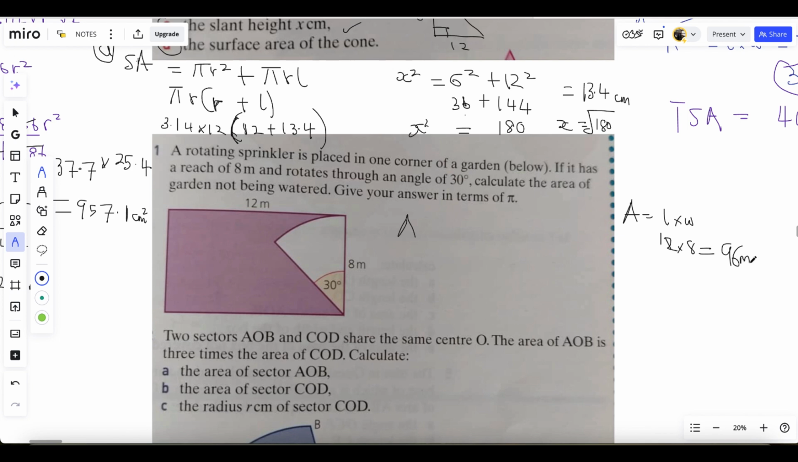Remember, this unit is in meters, not centimeters. So it's 96 meter square. That's the area of the whole garden. Now, how do we find the area that is not watered? You have to find the area that is watered and subtract it from the total area of the garden. The watered part is a sector, so we calculate the area of this sector and then subtract it from the area of the entire garden, so that we get the part that the water didn't touch.